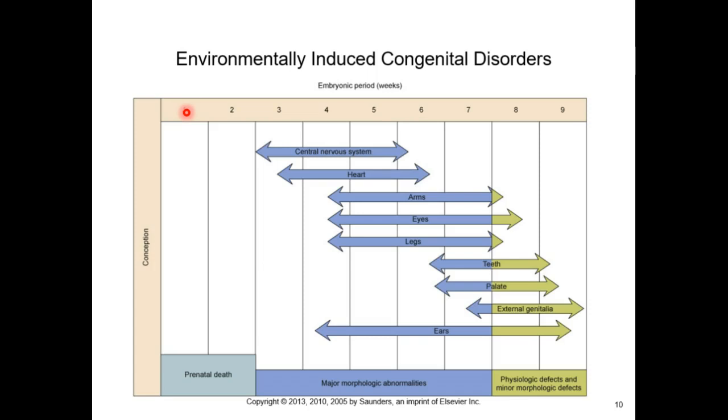So earlier exposure, the general trend here is that earlier exposure to teratogens is more serious than later exposure to teratogens. So by the time you get through week 3, you're having major morphologic abnormalities. By the time you get to week 8, you're having sort of physiologic defects, minor morphological defects.